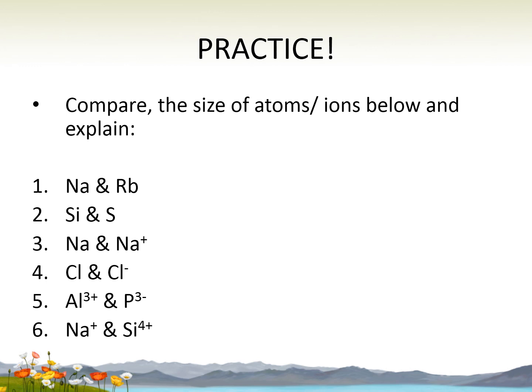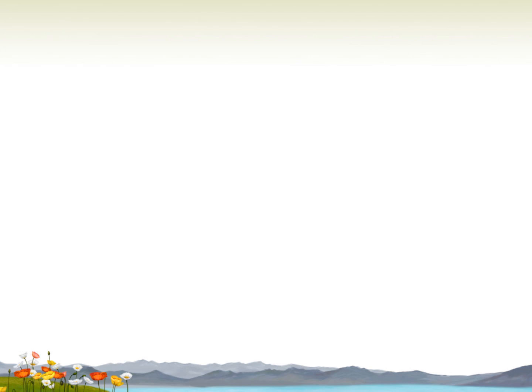So let's answer some practice questions here. Compare the size of atoms or ions below and explain. The first question is between sodium and rubidium. Both sodium and rubidium are in group 1, but in different periods.